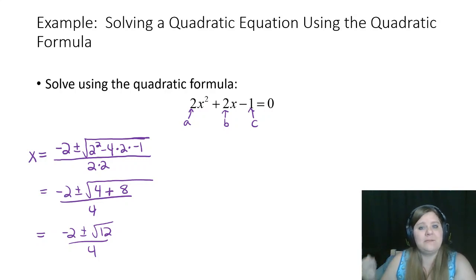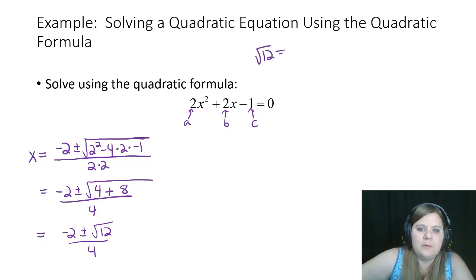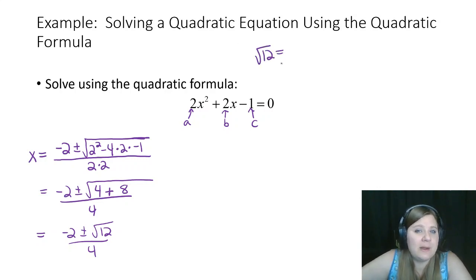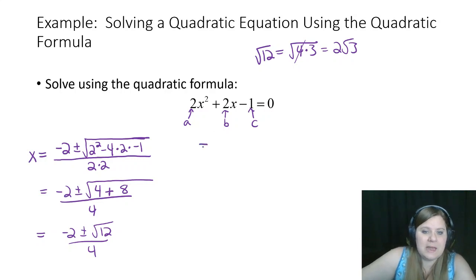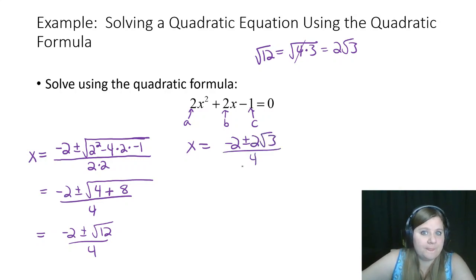Remember that you have to simplify root 12 first. So root 12, the biggest perfect square that goes into 12 is 4. And it goes in 3 times. Square root of 4 is 2, that comes out. So root 12 is really 2 root 3, okay? So I can now say x equals negative 2 plus or minus 2 root 3 over 4.